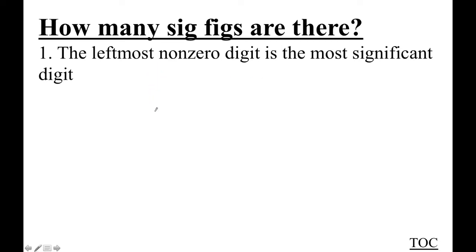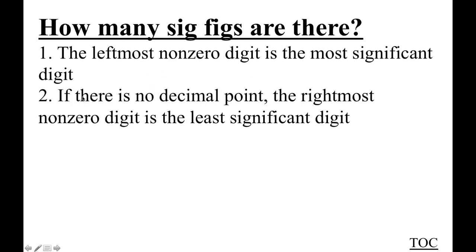Okay? Our next rule is, and this is if there's no decimal point: if there is no decimal point, the rightmost non-zero digit is the least significant digit. So let me just show you what that means. Let's suppose we got 31. That's the least significant digit. So that's simple, right? What if I've got 30? There's no decimal point. So this is actually the least significant digit. It's the least and it's the most. There's only one sig fig there.